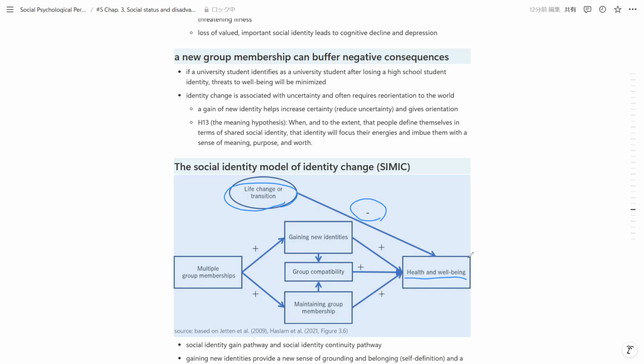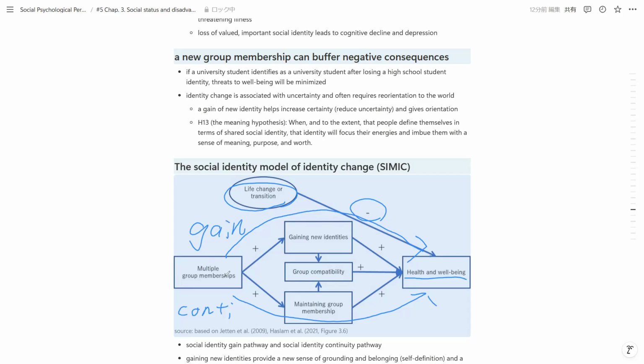So in general, life change can be negative, but such negativity can be minimized if you have several factors that may be related to health and well-being. There are two ways: the social identity gain pathway and the social identity continuity pathway. The above route is related to gain, and the below route is continuity. Okay.